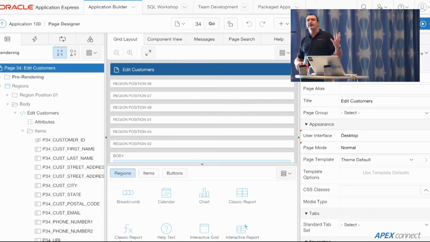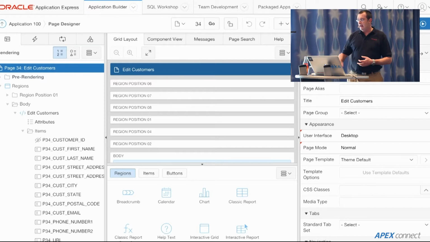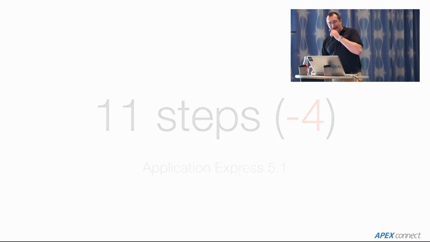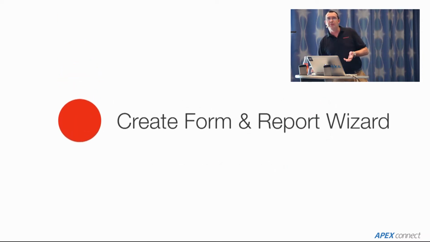4 steps doesn't seem like that much. But the important thing is it's much simpler for you to do it, and every time you do it, it'll be quicker. So let's look at the next one. In case you have problems with mathematics, that was how many steps shorter? And so let's look at the Create Form and Report wizard.